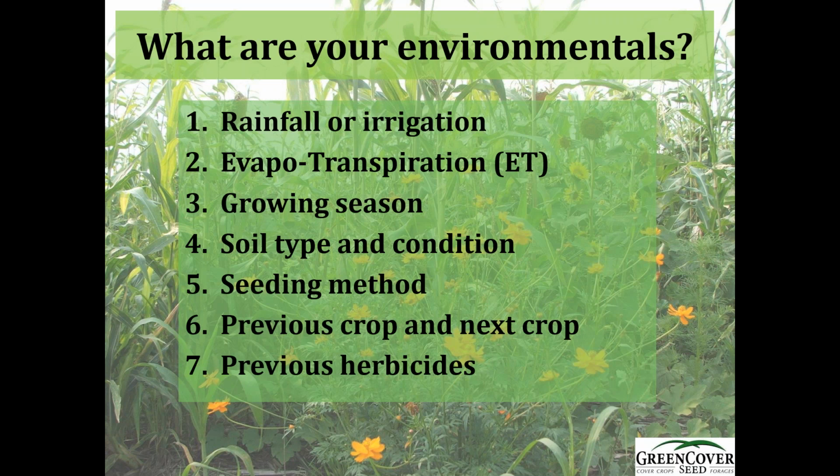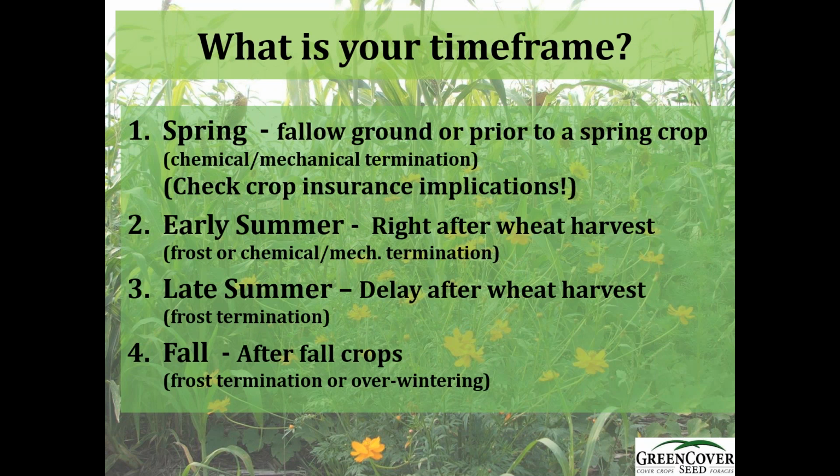What was the previous crop? But more importantly, what is the next crop that's coming? Because we don't want to have a cover crop mix out there that's going to harm your next crop. So you need to kind of know that. And then, is there a history of herbicide use? Is there any herbicide carryover issue that may need to be a concern or a factor in selecting some of these cover crops? What is your time frame?